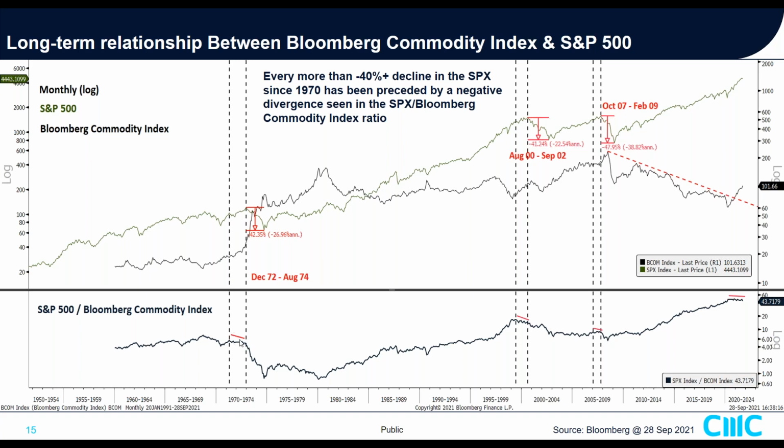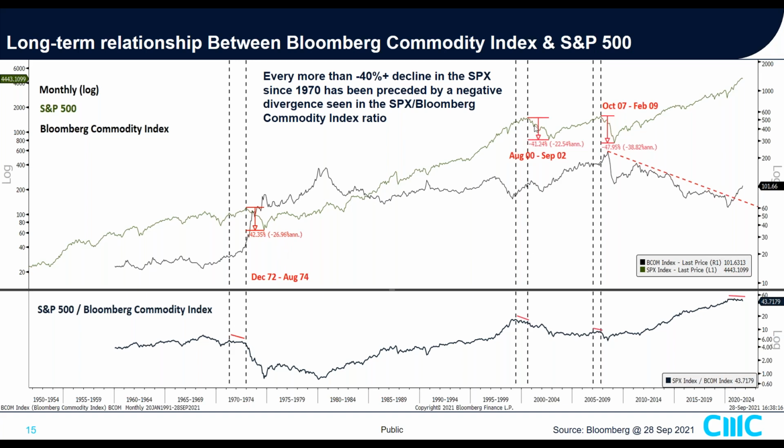So at this point in time, commodity prices are rising much faster than the S&P. That means during this period we are experiencing heightened inflation. To combat heightened inflation, global central bankers have to tighten liquidity instead of cutting interest rates, and that causes stock prices to fall. That is the chain effect that explains why negative divergences in the S&P Bloomberg Commodity Index ratio precede a fall in the S&P 500, which translates to global equities.